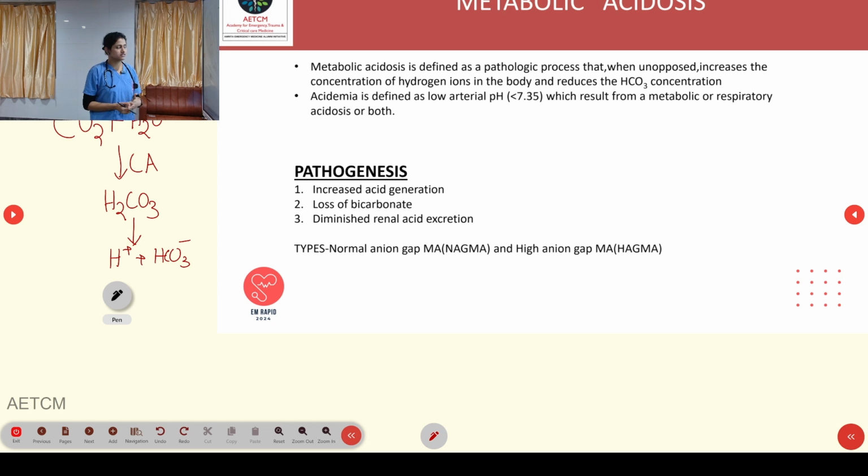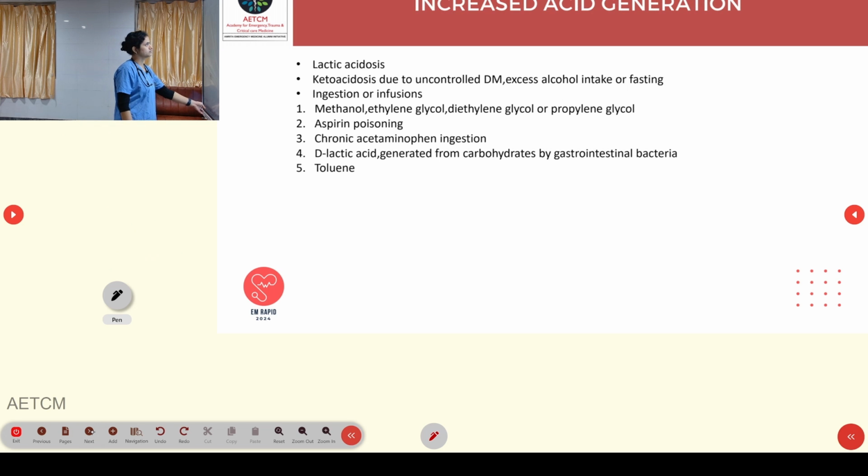Coming to pathogenesis, it may be due to increased acid generation, loss of bicarbonate, and diminished renal acid excretion. The types are normal anion gap metabolic acidosis and high anion gap metabolic acidosis. We will come to this anion gap. So, first one is increased acid generation.